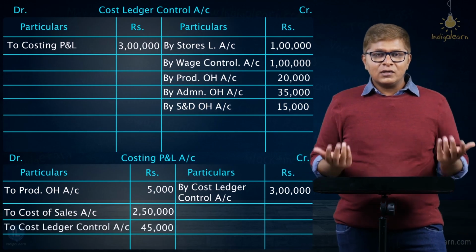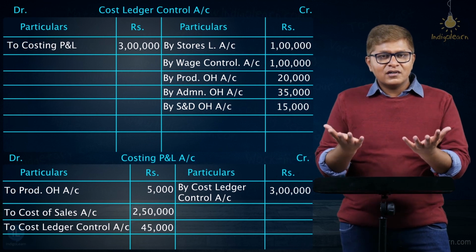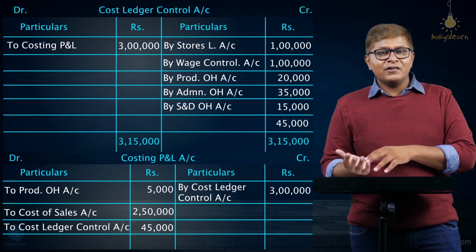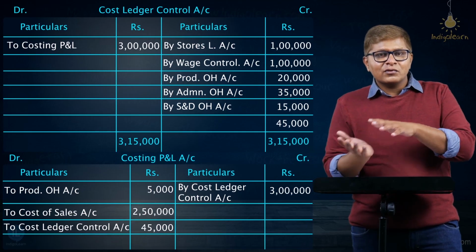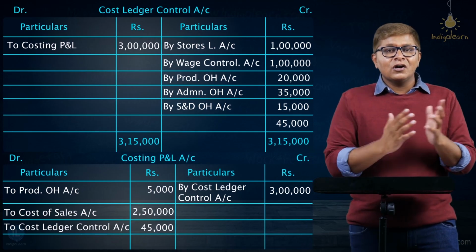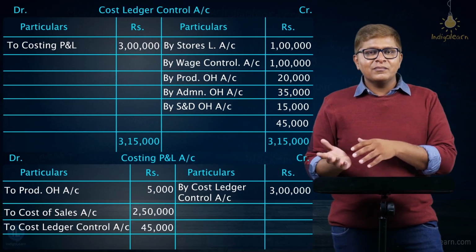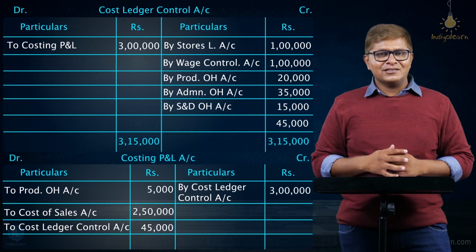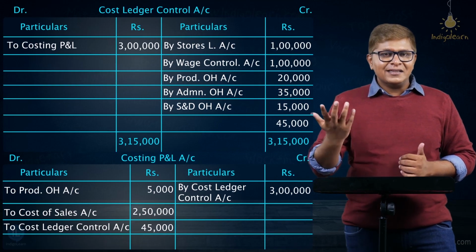Under the normal accounting system, we would have transferred this profit and loss account balance, the profit number, carried forward to the balance sheet, the capital account, or maybe if it is a partnership firm, the partners' account. But here, we are not maintaining the balance sheet. Here, we are not maintaining the capital account.